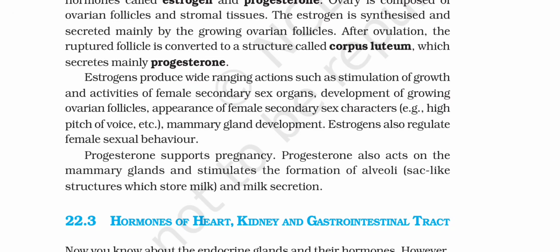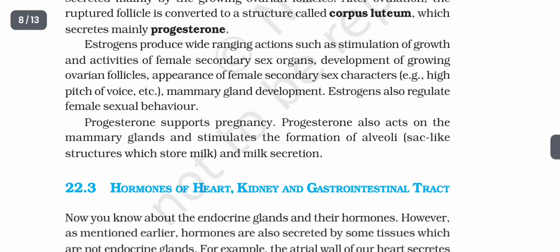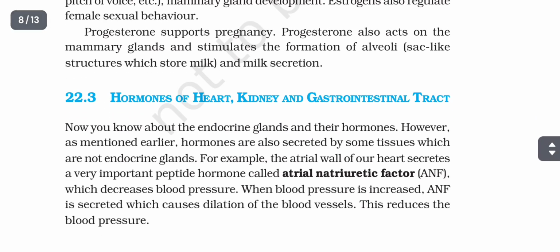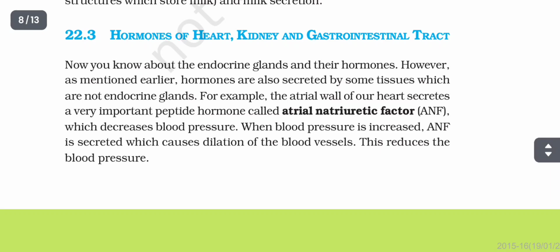Estrogens produce wide-ranging actions such as stimulation of growth and activities of female secondary sex organs, development of growing ovarian follicles, appearance of female secondary sex characters, for example high pitch of voice, mammary gland development. Estrogens also regulate female sexual behavior. Progesterone supports pregnancy. Progesterone also acts on the mammary glands and stimulates the formation of alveoli, sac-like structures which store milk, and milk secretion.